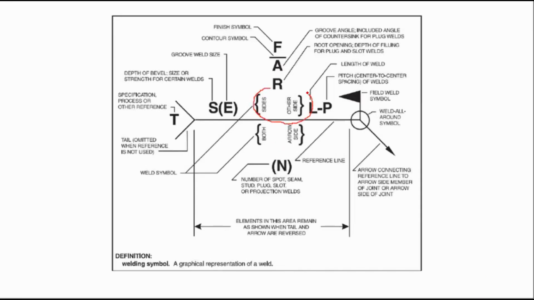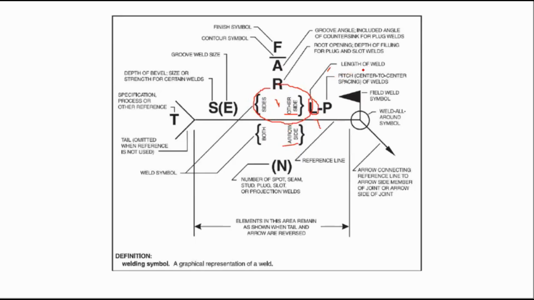So the weld symbol will appear mainly if the weld is on the other side of the joint or on the arrow side of the joint. So this is the center right here. If you can see the weld length in the weld legend here, it is labeled as L. So this is the length of the weld.